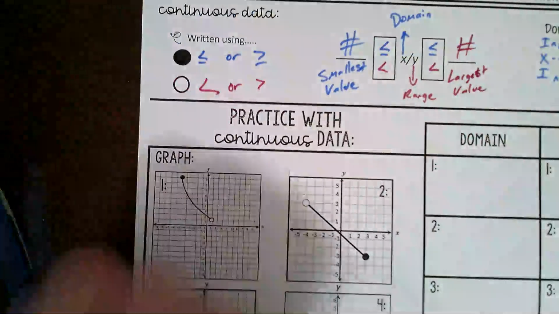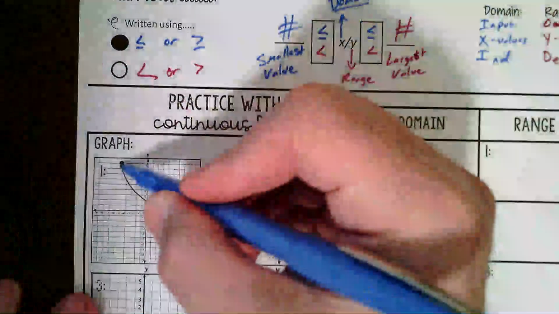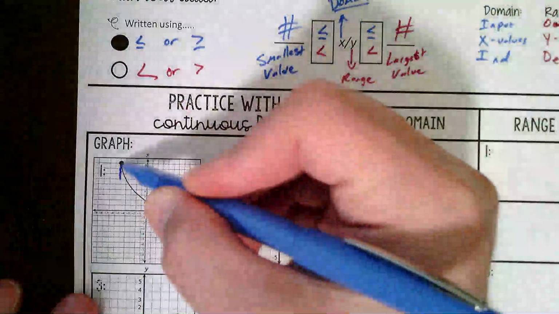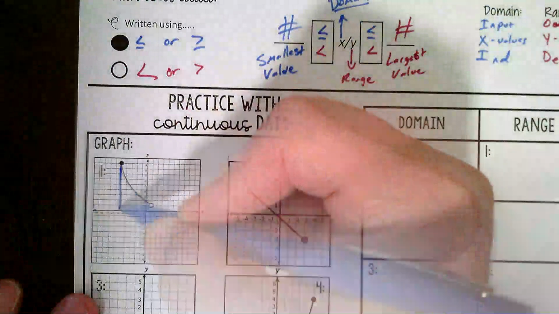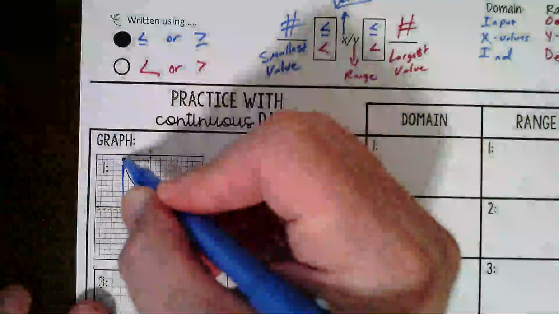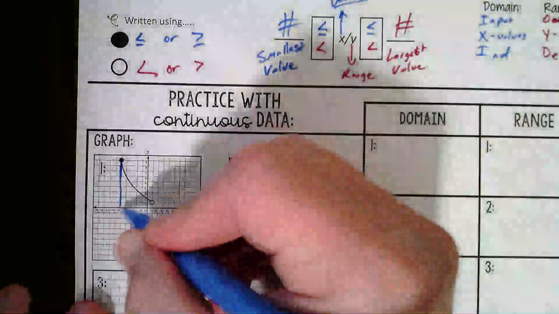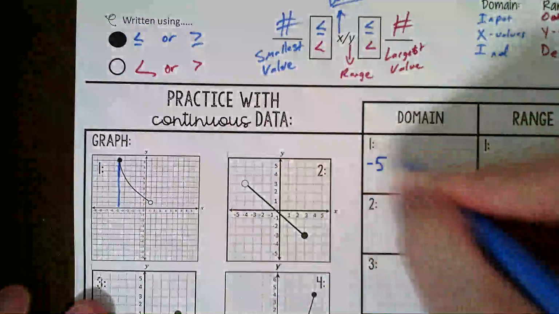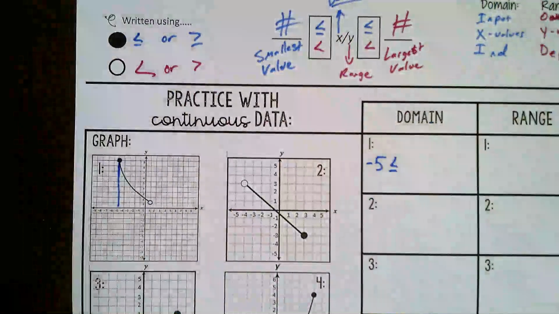So let's look at the domain for problem number one. In blue pen, because I'm using blue for domain, I'm going to draw a line that goes straight down here. I'm going to draw a solid line because my dot here is filled. Right here, this is -1, -2, -3, -4, -5. So for my domain, this is -5 less than or equal to.